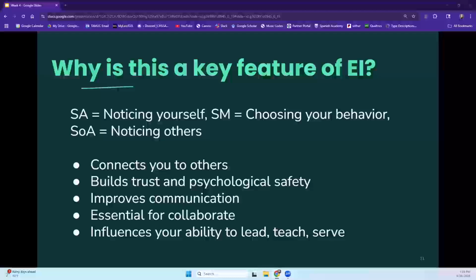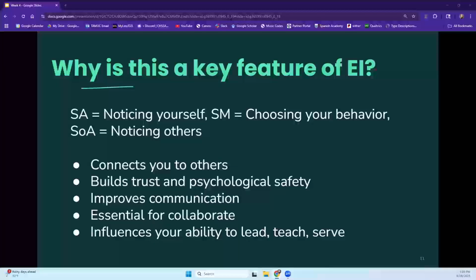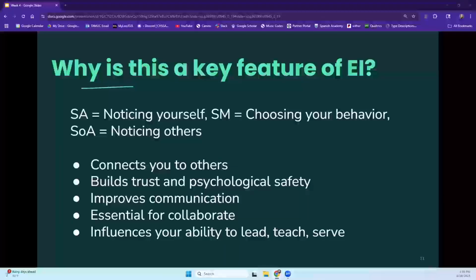Obviously, having social awareness helps you understand group dynamics and other people's emotional states, which is going to lead to better teamwork, fewer conflicts. And then this also influences your ability to teach, lead, and serve others. So no matter if you're in a leadership position or you're a caregiver or you're in a customer-facing role, social awareness is a foundation for influence and support.